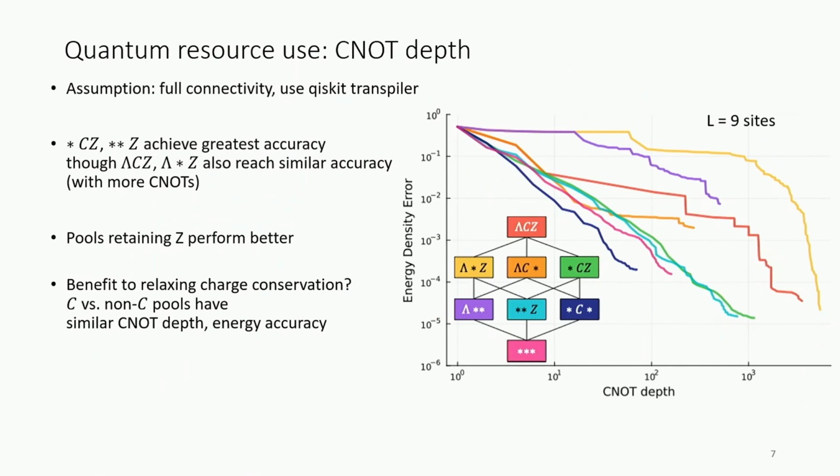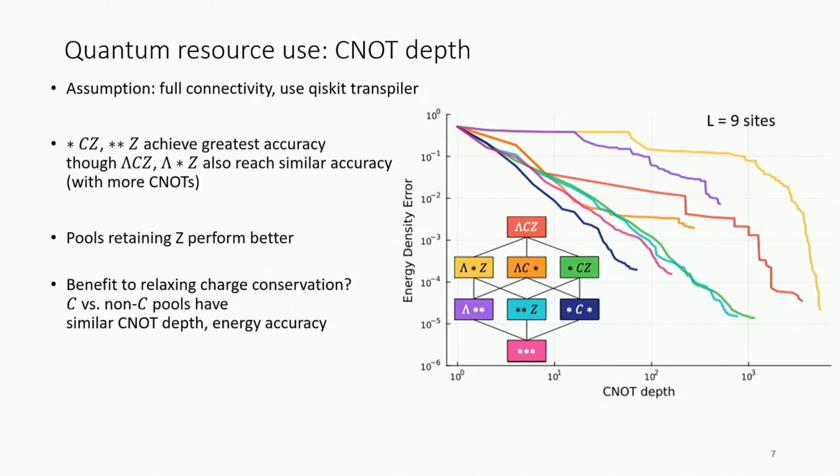So next, let me talk about quantum resources, because this is part of how I motivated the problem. So let's look at the resource usage by different pools. So the assumption here is that there's a full connectivity between the qubits, and we use the Qiskit transpiler in order to obtain the CNOT depths. So overall, we find that the light green and light blue pools achieve the greatest accuracy, although the red and yellow also achieve a similar accuracy with more CNOTs.